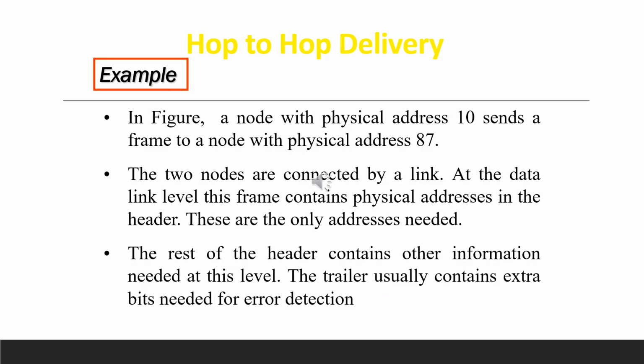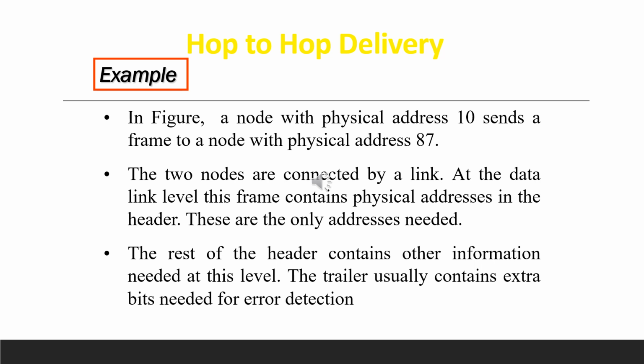Now here we have an example. A node with physical address 10 sends a frame to a node with physical address 87. Since these two nodes are connected by a link, at the data link level this frame contains physical addresses in the header. They are the only addresses needed.